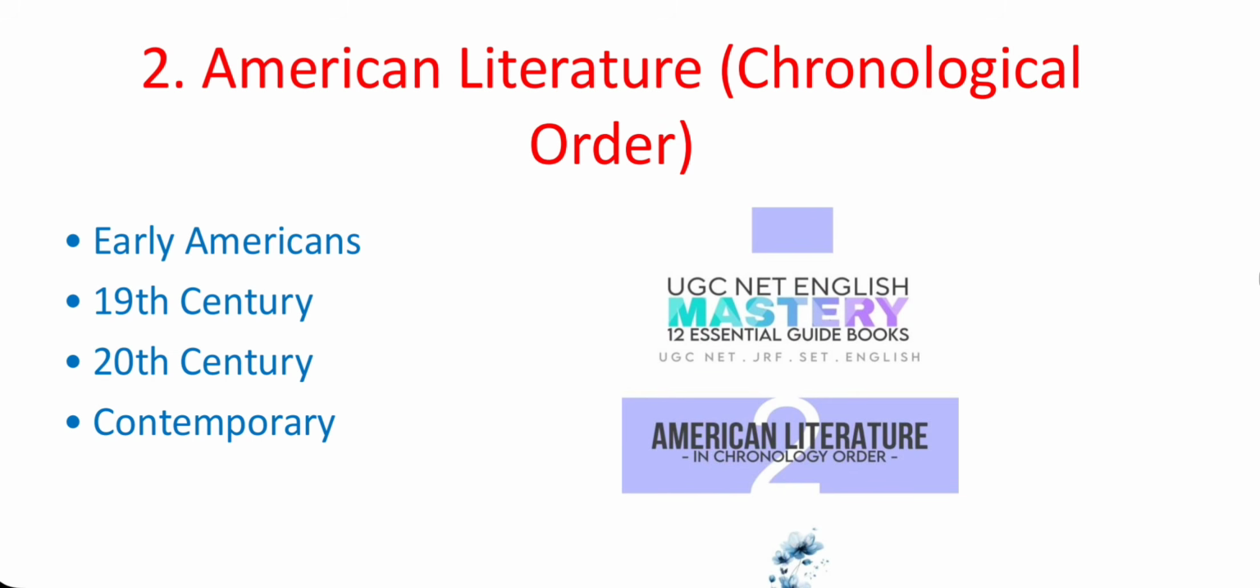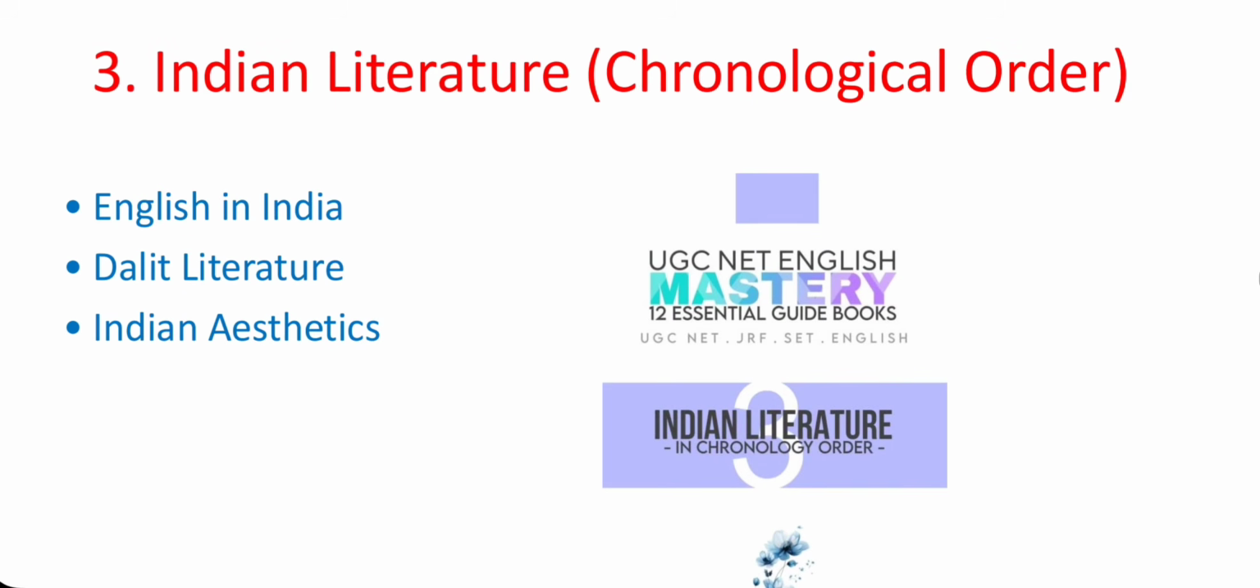American literature. Understand the evolution from early American literature through to contemporary literature. Key authors include Emerson and Hemingway, and knowing their contribution can help you tackle questions with ease. Indian literature explores significant movements like Dalit literature and Indian aesthetics. Understanding these concepts will help you, especially in paper 2.